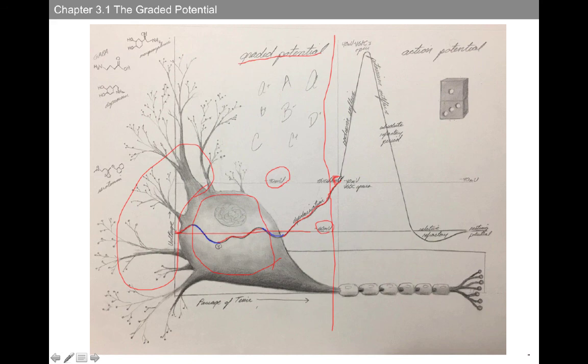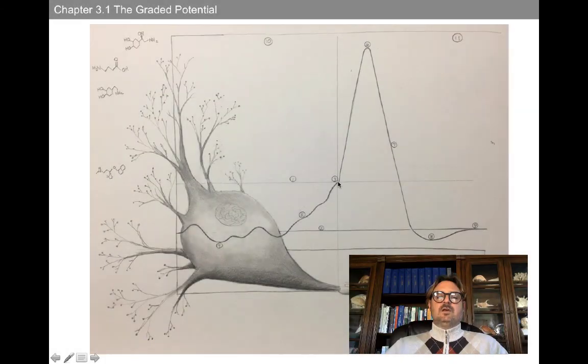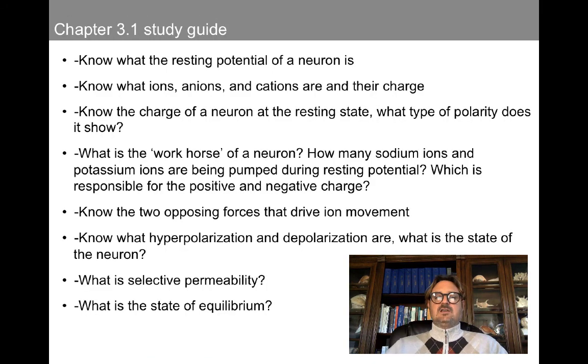I also have a version of this chart where I have removed the labels. If you want to print this out or you want to draw a picture of this, I think it's helpful for you to label this yourself. And at this point, you should be able to label the things that are before this vertical line right here. All right, and I've also put a study guide here.